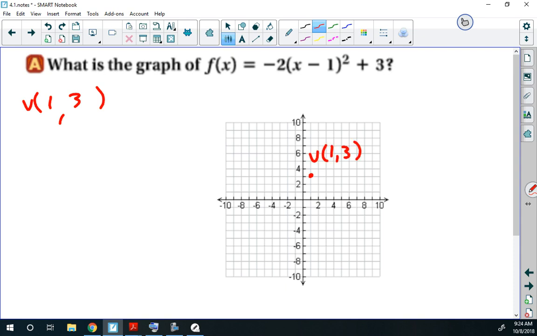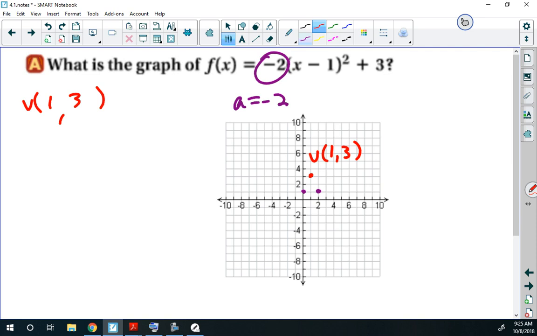How did I know to put that label above that point? Because the graph's going to open down. How do we know the graph's going to open down? Because of the -2. That's my a value. My a is -2. So from the vertex, when I go over 1, I want to go down 2. Bam. Bam.